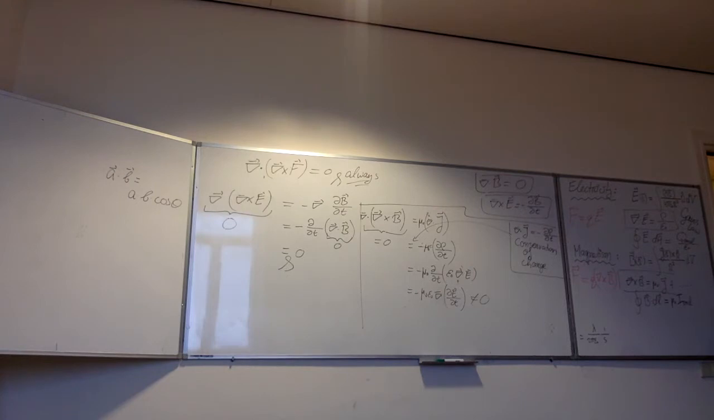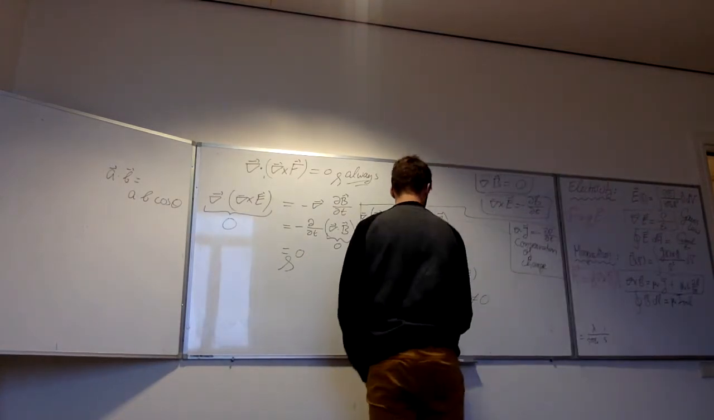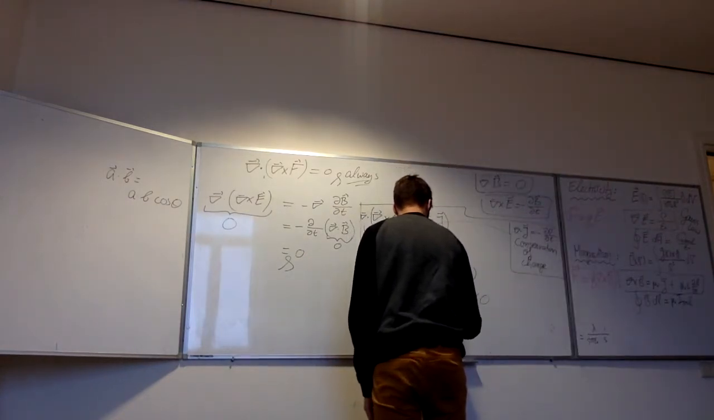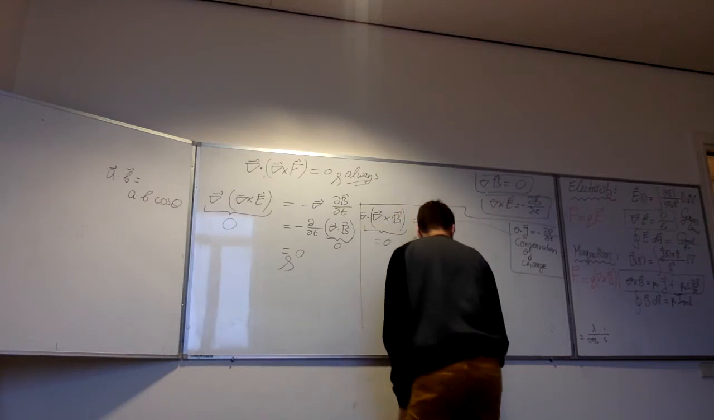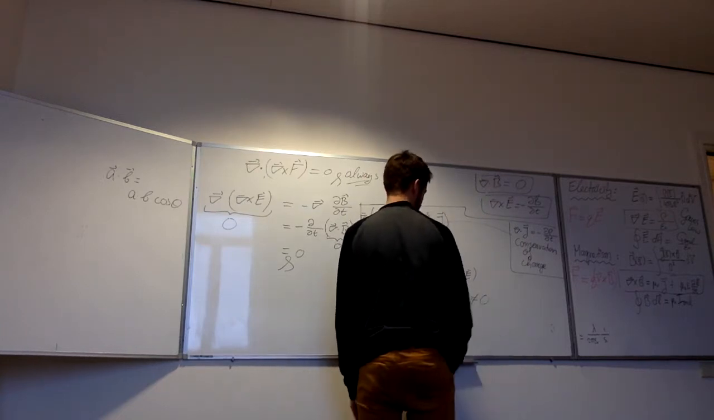So mu naught, epsilon naught, dE/dt. How did you come up with that? Because if you take the divergence of this whole thing, you need to write it down too, but this is a constant, so that's going to go outside. And then it's basically the divergence of this thing times this thing. Do the same thing over here. And then they cancel out, and then it's 0. That's it.